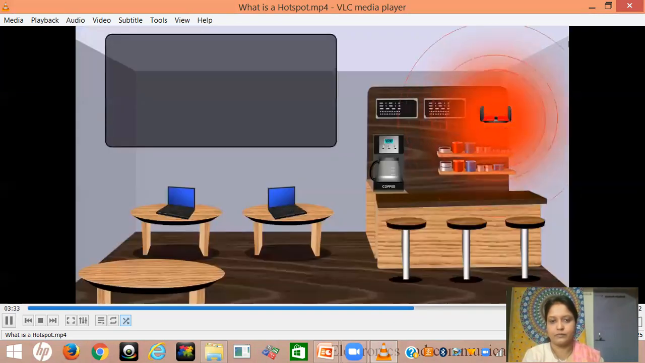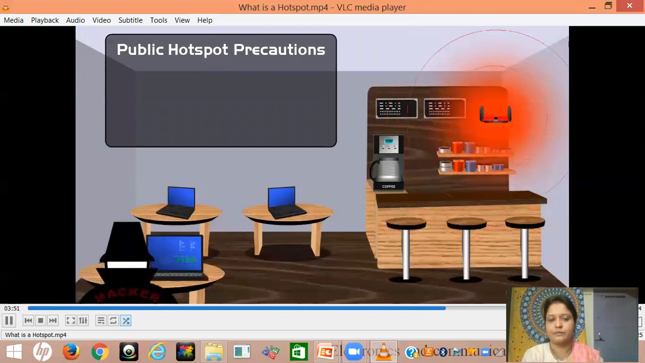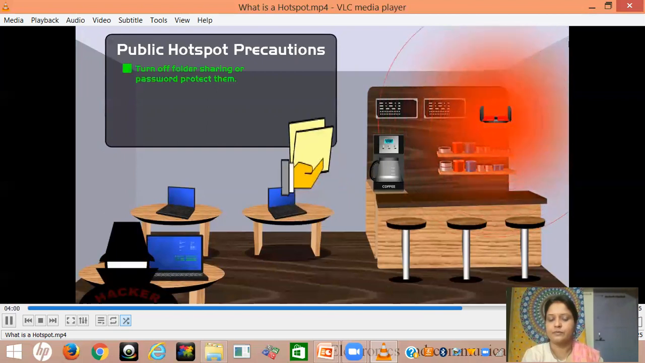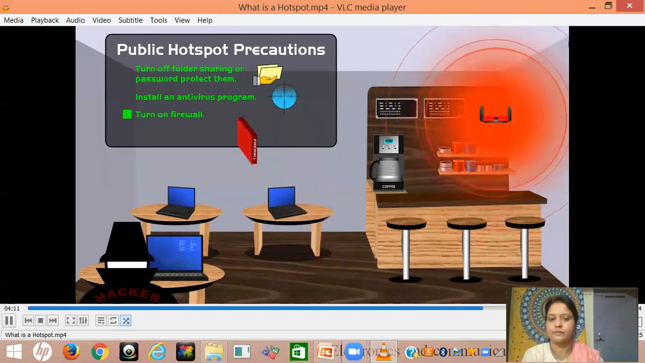Going back to public hotspots, there are some security concerns when you're dealing with them, because they are in fact public, which means that just about anyone can connect to them, and you're going to be sharing that connection with other people, which could include hackers. So if you're going to connect to a public hotspot, you should take certain precautions. For example, if you have any folders that are shared, you should turn off folder sharing or at least password protect your shared folders. Another good thing to do is to install an antivirus program, and if you have a firewall, make sure the firewall is turned on. It's also a good idea to install a VPN on your device.